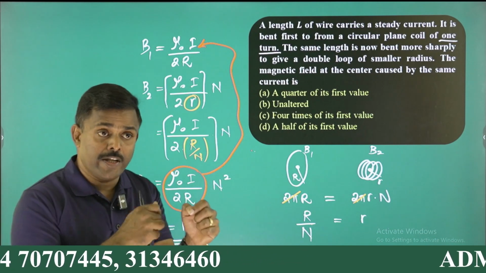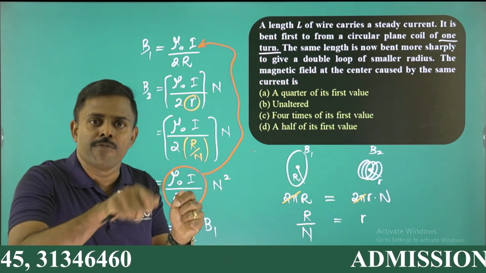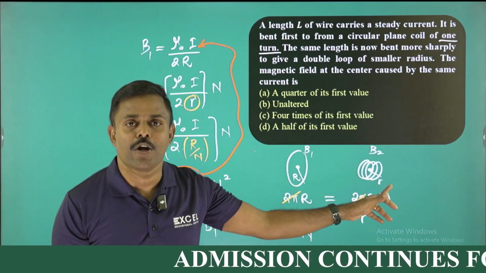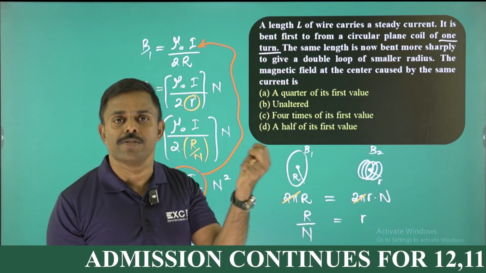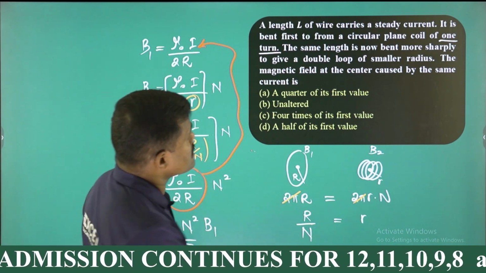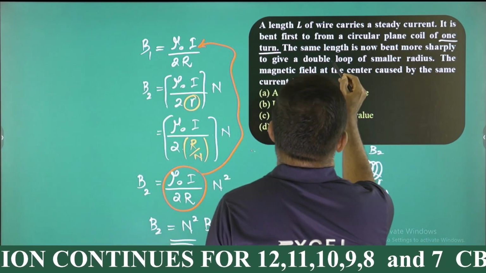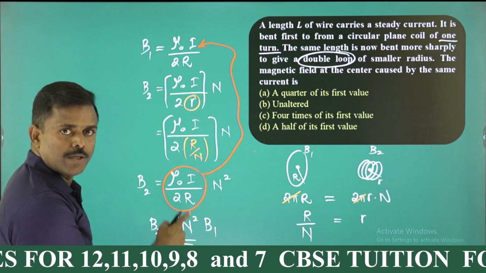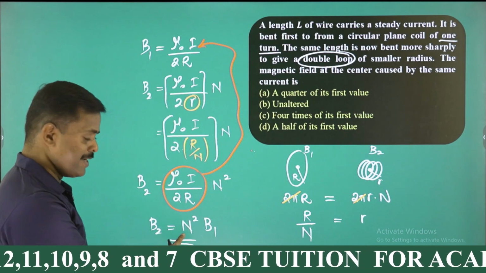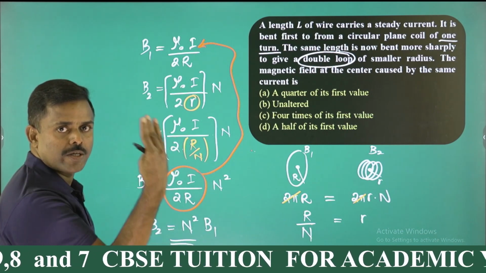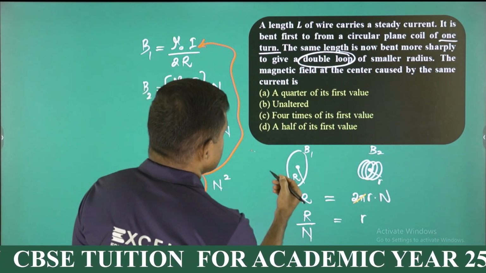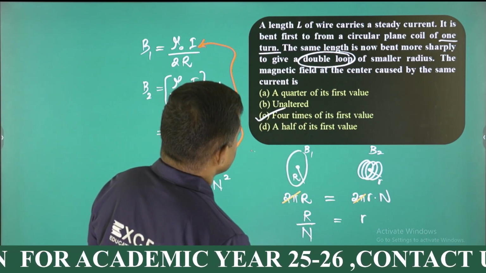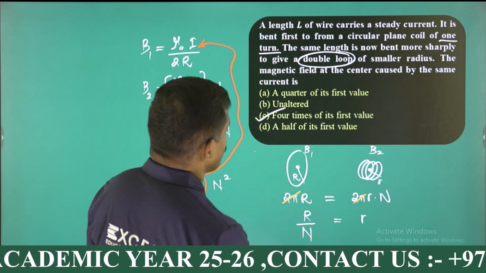It's a frequently asked question: if a wire is cut and rewound into smaller turns, the new magnetic field at the center of the coils is n square times the old magnetic field. Here they say bend more sharply to double loop. Double loop means n is 2 loops, right? So 2 square is 4. So the new magnetic field at the center caused by the same current is 4 times the first value.